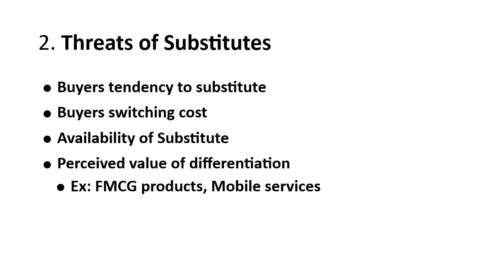Buyer switching cost: we also look at whether the switching cost is very low or high. It means if shifting requires them to wait more time, pay more, or run around, then they are generally not switching. Then the ability of the substitute: whether it is easily available, and available in the same places where your product is available.